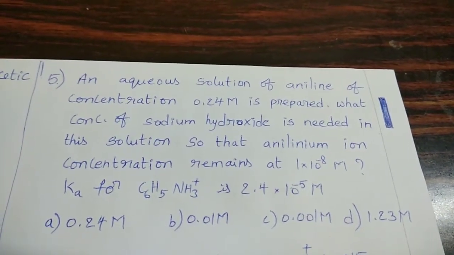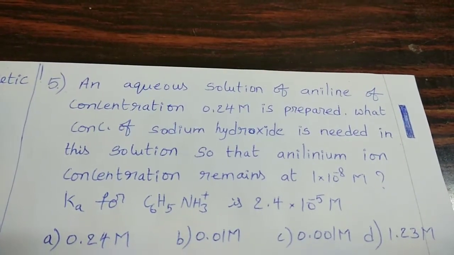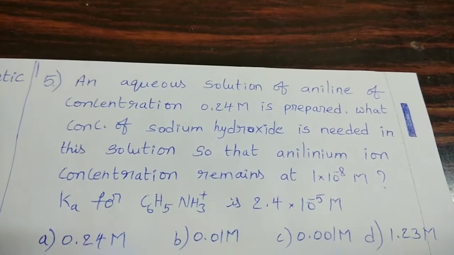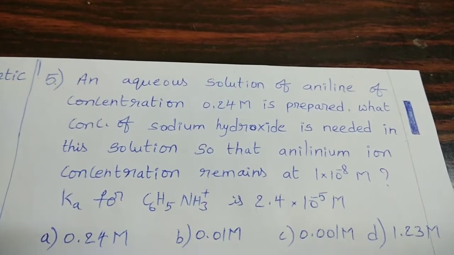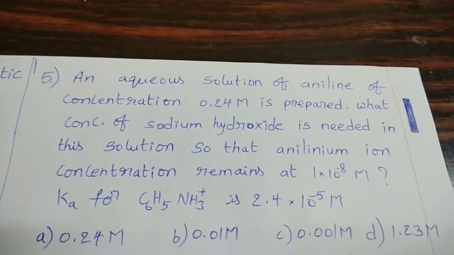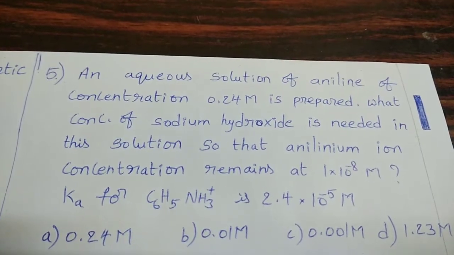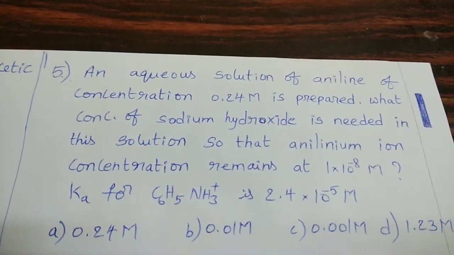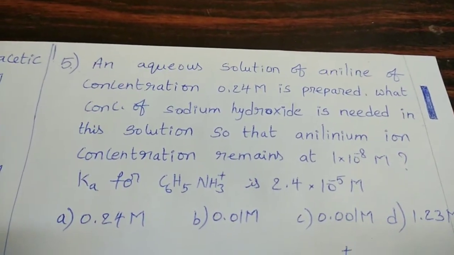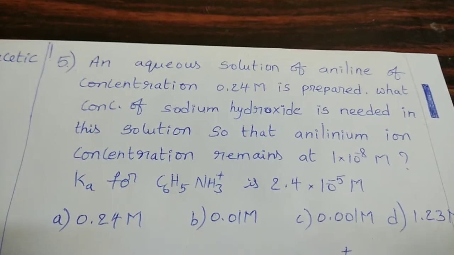Last class we completed some of the numericals. Now see the next one. An aqueous solution of aniline of concentration 0.24 molar is prepared. What concentration of sodium hydroxide is needed in this solution so that anilinium ion concentration remains at 1 into 10 power minus 8 molar? Ka for anilinium ion C6H5NH3 plus is 2.4 into 10 power minus 5 molar.